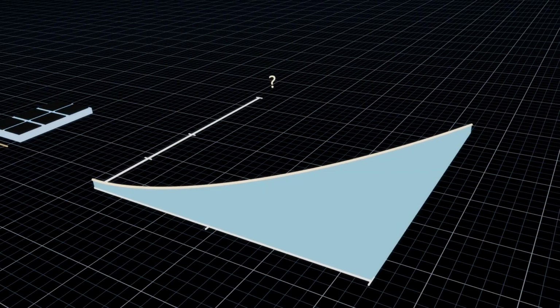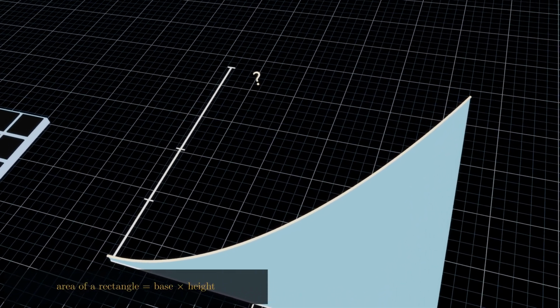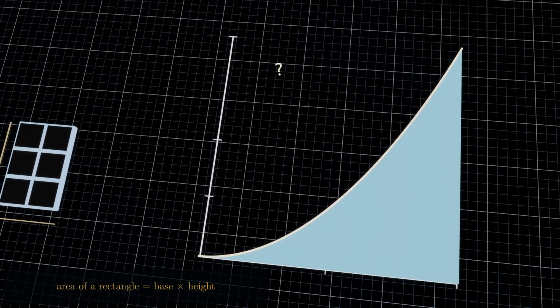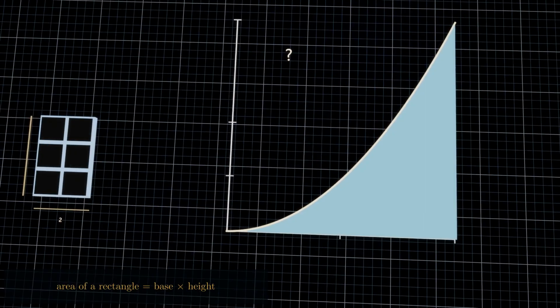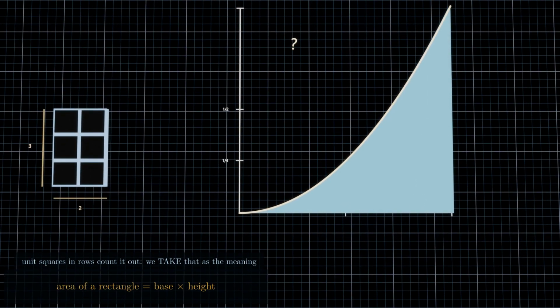One fact about area, and only one. A rectangle's area is its base times its height. Why only that? Because that is where the definition comes from, not a theorem we prove. Unit squares in rows count out base times height, and we take that as the meaning, for sides of any length. Every other area has to be built out of rectangles, or it is not built at all.